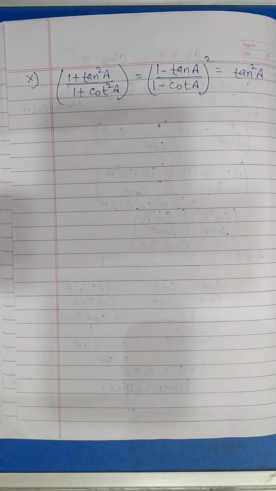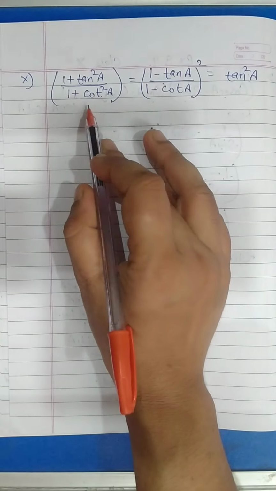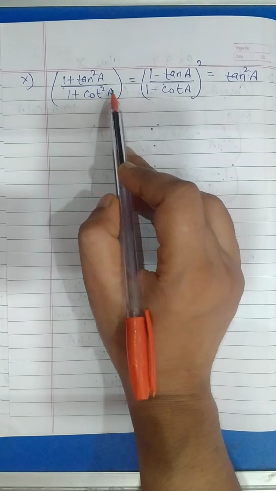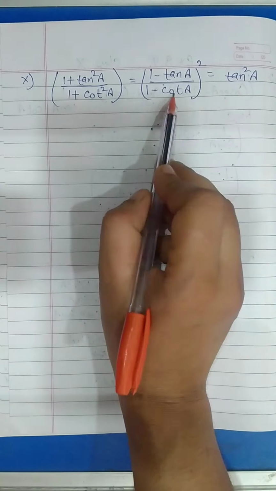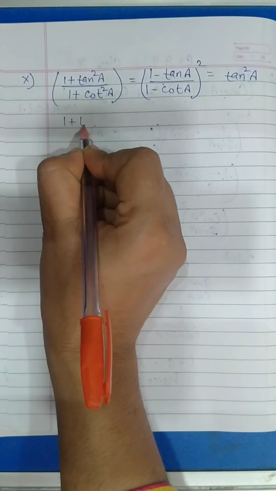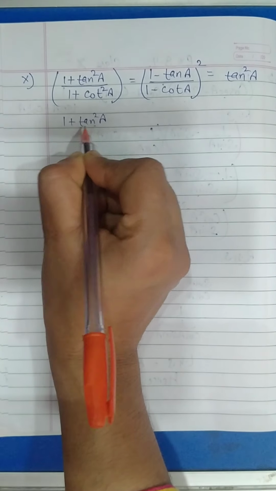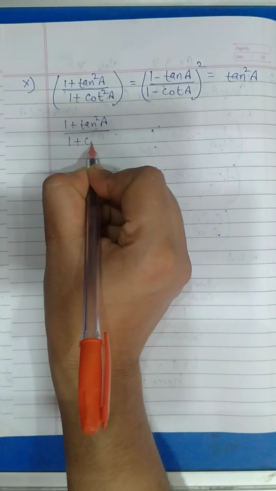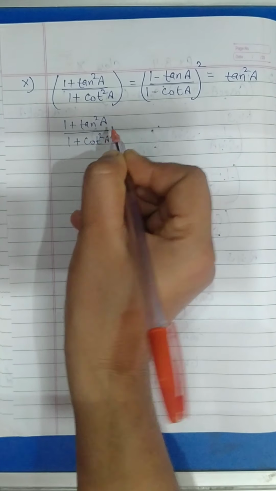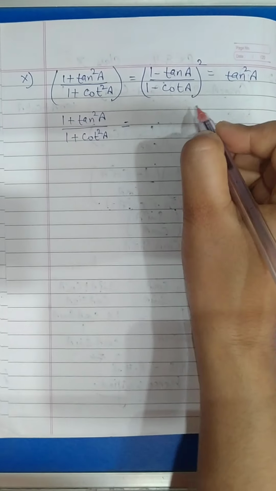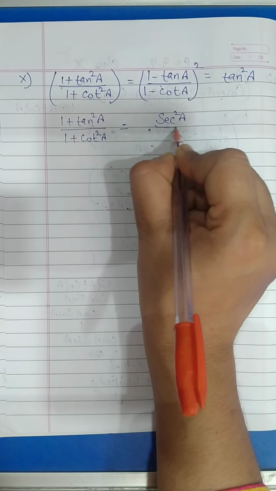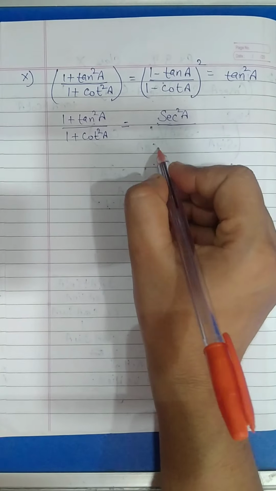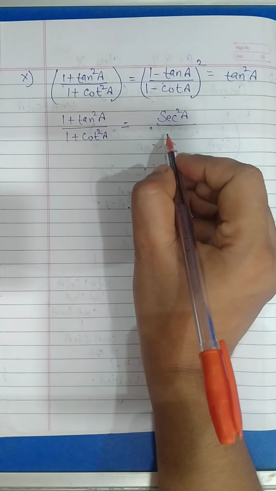Let us start the last part of this exercise. Now here there are 3 equalities. So we have to prove the first answer should be equal to the last one. So when we take the first bracket, it's 1 plus tan square A upon 1 plus cot square A. Now what is 1 plus tan square A? By identity 1 plus tan square A is equal to secant square A. And 1 plus cot square A is equal to cosecant square A.